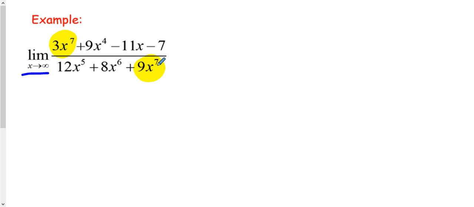That is what you are comparing. Do not compare the 12x to the 5th and the 3x to the 7th. The rules don't apply to that. They apply to the highest power on the top and the highest power on the bottom. Since these have the same exponent, our same exponent rule is that we do the coefficient on the top, the number in front, and the coefficient on the bottom, the number in front, which is 1 over 3. 3 over 9, 1 over 3, same thing.